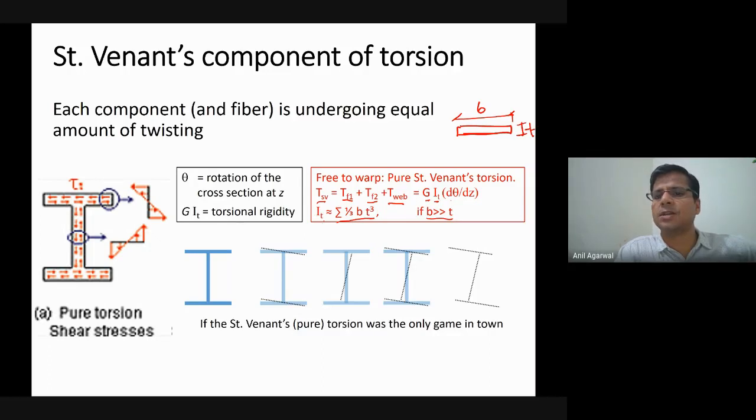And G IT, also known as the torsion constant, G IT d theta by dz, will give you the torque required to create a unit d theta by dz.